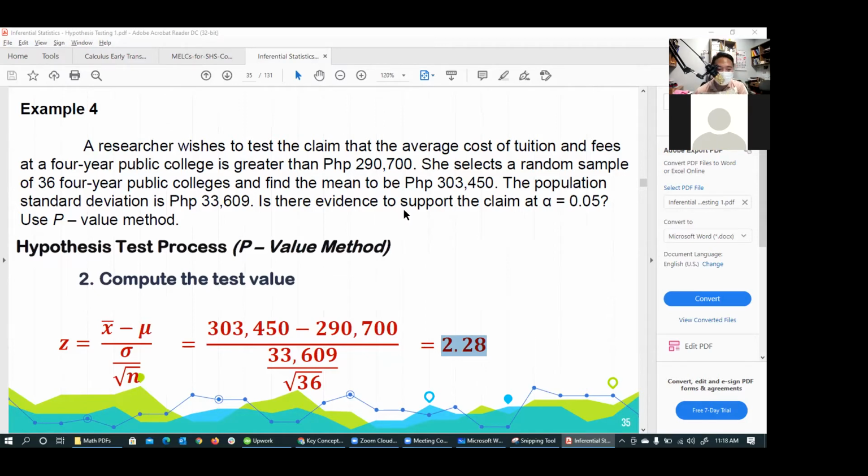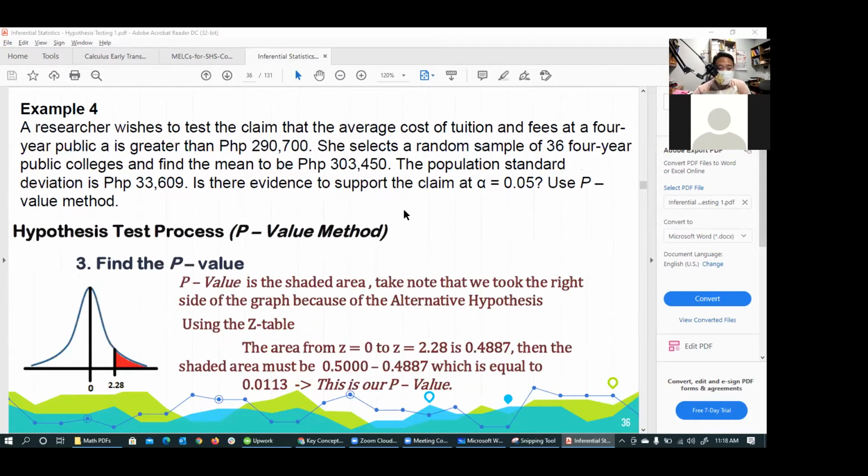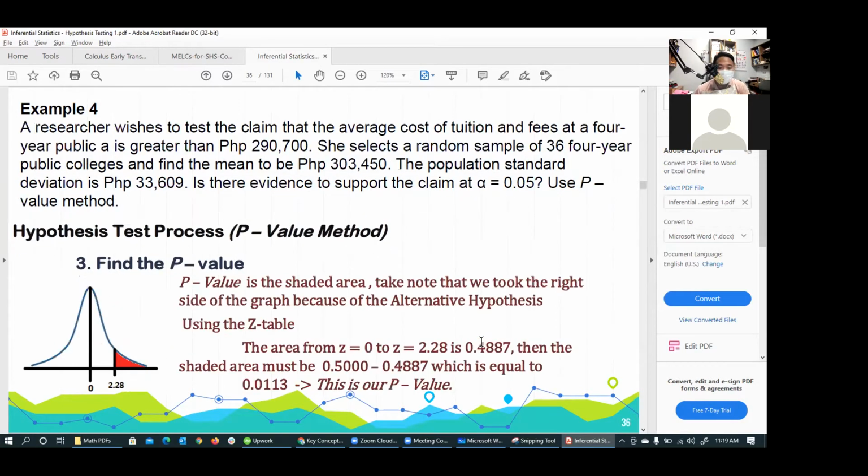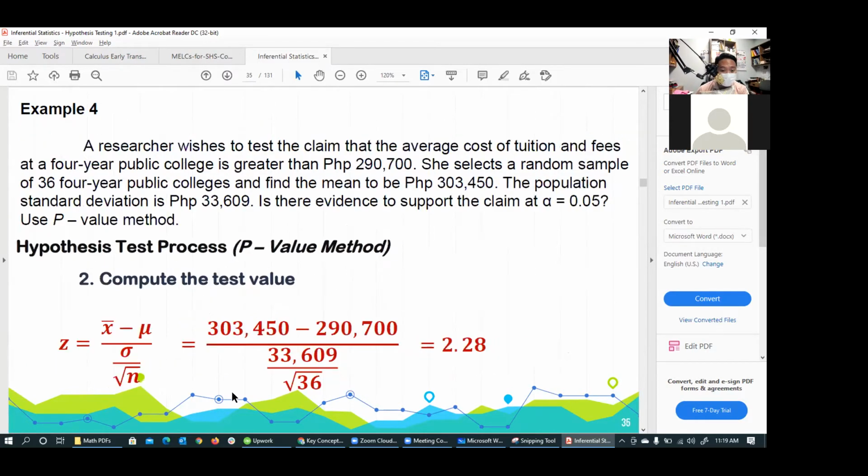Next item we have here, the hypothesis test finding the p-value method. Okay, the test value, guys, is going to be the 2.28. That's going to be our z-score, which will be used to determine the p-value. So what you would need to do, guys, is find the p-value. The p-value is technically the area considered in the problem. So where did I get the 2.28 illustration here? This 2.28, guys, was coming from the second step, which is the test value, this one here.